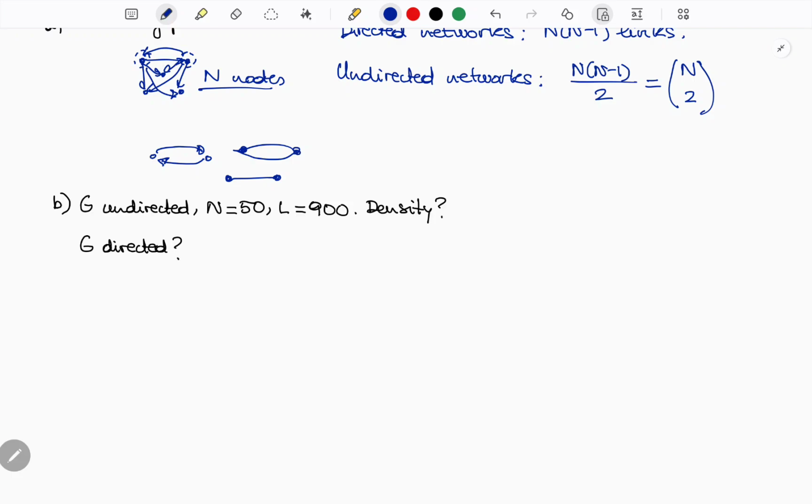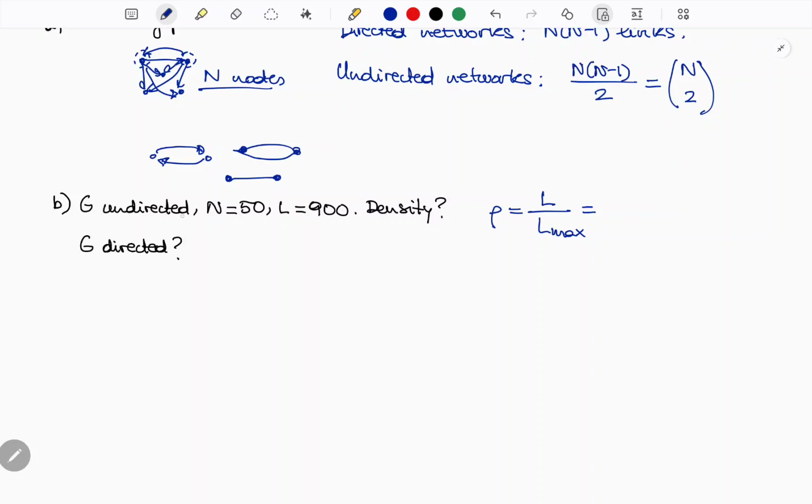Now the second question asks if G is an undirected network. So we are assuming here that G is undirected, and they tell me that it has 50 nodes and 900 links. What is the density of this network? If we compute the density, remember that the density is just the number of links divided by the possible number of links that it might have. So this is the L max that we computed before. In this case, the number of links would be 900.